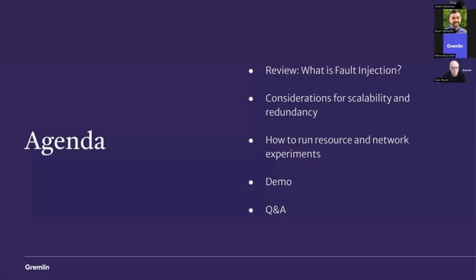So a quick look at the agenda for today. I'll start with a short presentation introducing the idea of fault injection. You all are customers or have used Gremlin before, so chances are you already know what fault injection is, but this is just a level-setting recap of it. I'll talk about considerations for scalability and redundancy, what they mean, and what you need to think about when you're implementing them. We'll talk about how to actually run resource and network experiments in Gremlin to be able to test for scalability and redundancy. Dan will walk us through a demo showing that on AWS. And then we'll end with a Q&A where you can, again, ask your questions and we'll answer them.